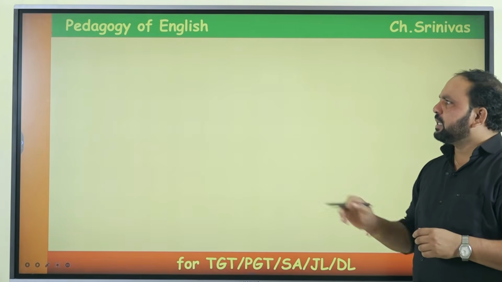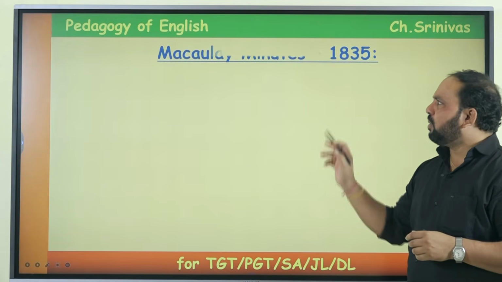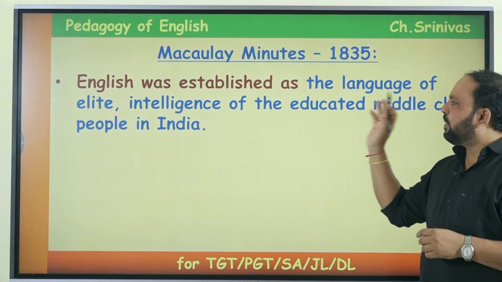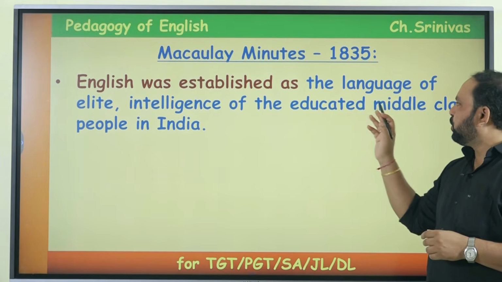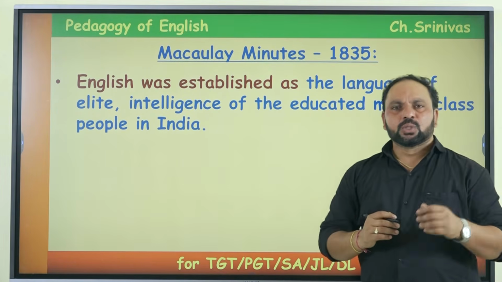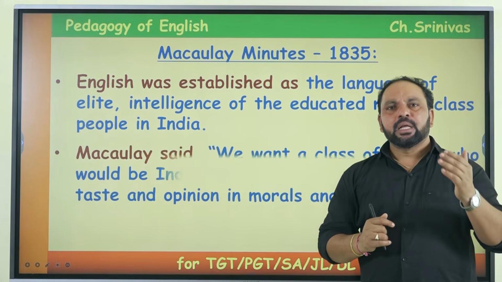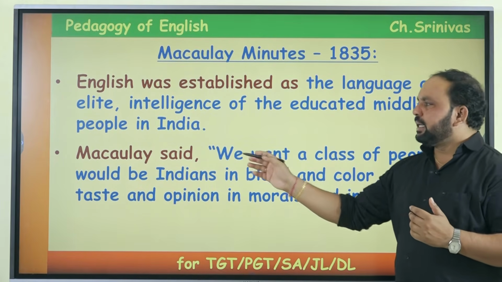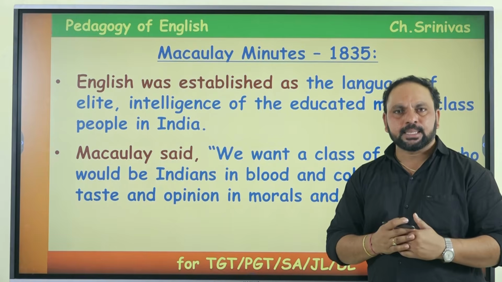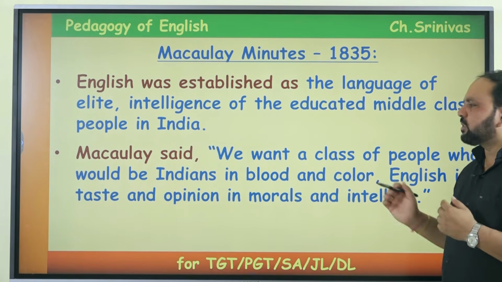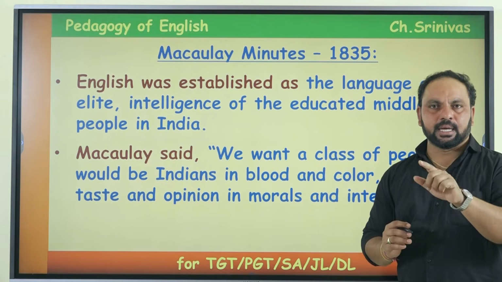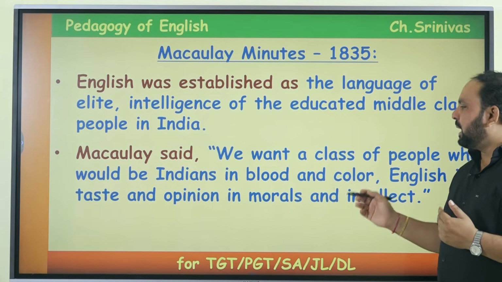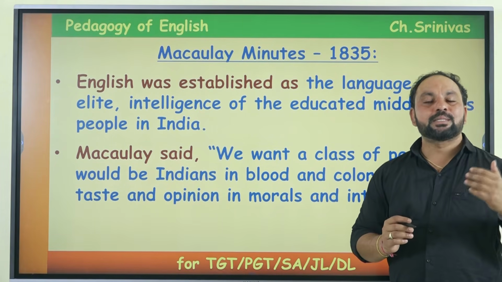Okay, and let us look at some other points related to the Macaulay's Minutes now. Right, so here English was established as the language of elite intelligence of the educated middle class people of India. So not only the elite people, even the middle class Indians also accepted English as one language. And as a part of his Macaulay's Minutes, Macaulay said that we want a class of people who would be Indians in blood and color, but English in taste and opinions and in morals and intellect.